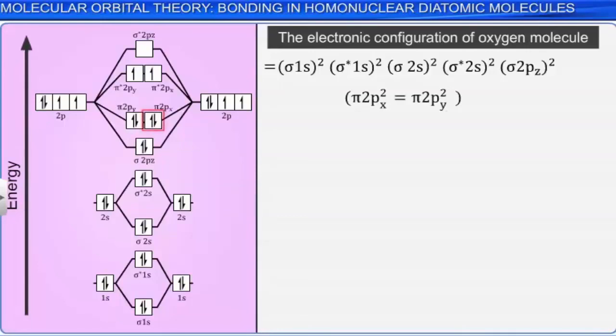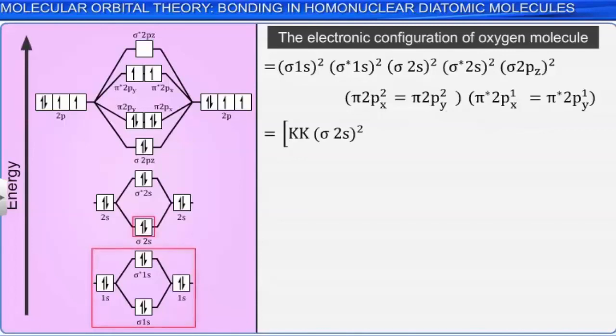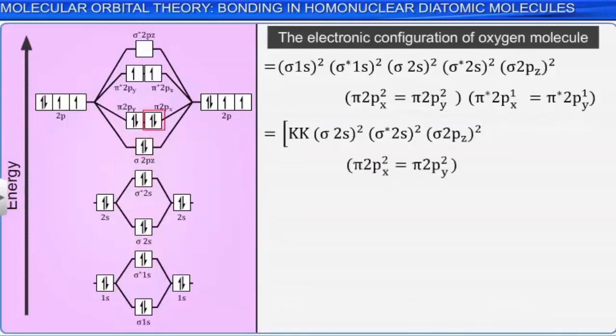pi star 2px1, pi star 2py1, which can also be written as KK sigma 2s2, sigma star 2s2, sigma 2pz2, pi 2px2, pi 2py2, pi star 2px1, pi star 2py1.